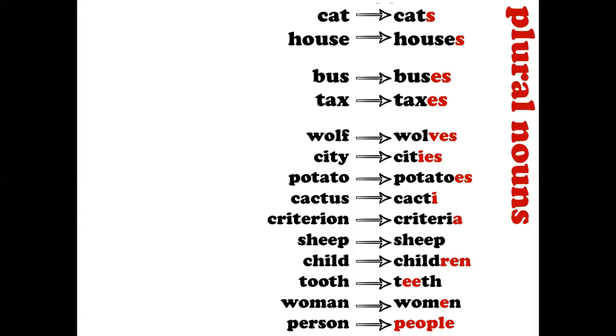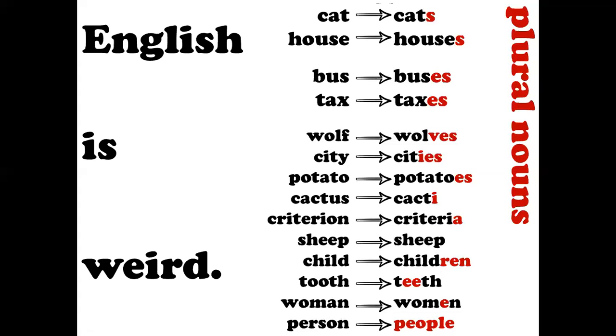You have wolf, wolves. City, cities. Potato, potatoes. Right? Ask Dan Quayle about that one. You probably went over your heads there. Google it. Cactus, cacti. Criterion, criteria. And then sheep doesn't even change. Then child, children, tooth, teeth. You can see English is weird. Right? English is weird when it comes to that.